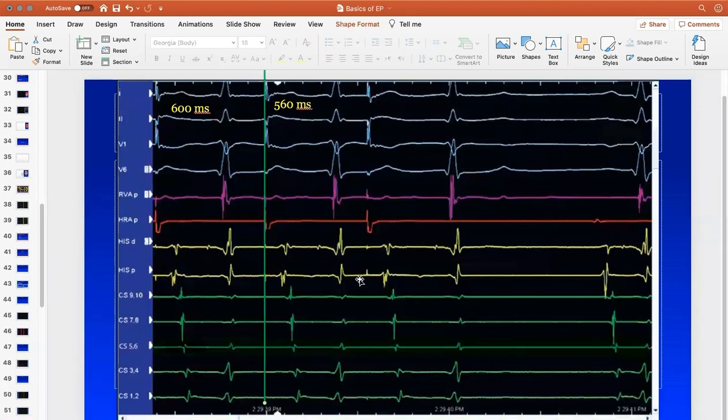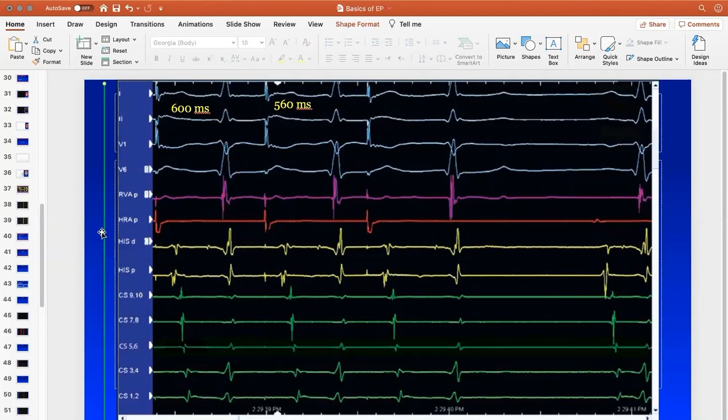Okay. So you're capturing the chamber that we are pacing. So are you conducting to the other chamber? Yeah, there is a ventricle activity in the RV. Okay, so you're conducting to the ventricle. So how are you conducting to the ventricle? Are you conducting through the AV node or are you conducting through a different pathway? I think through the AV node since we have ventricular activity in the HIS.